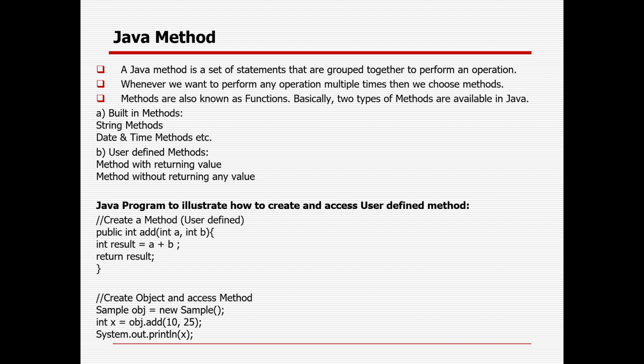For built-in methods, you already learned the Java string methods; a lot of string methods are available in the String class. Apart from that, there are date and calendar methods, which I'll be covering today. And user-defined methods have two primary categories: one is a method that returns some value, and one is a method without returning a value, where the return type will be void. So let's create a method where you will not have any return value, and then one more method where you can get the return type.